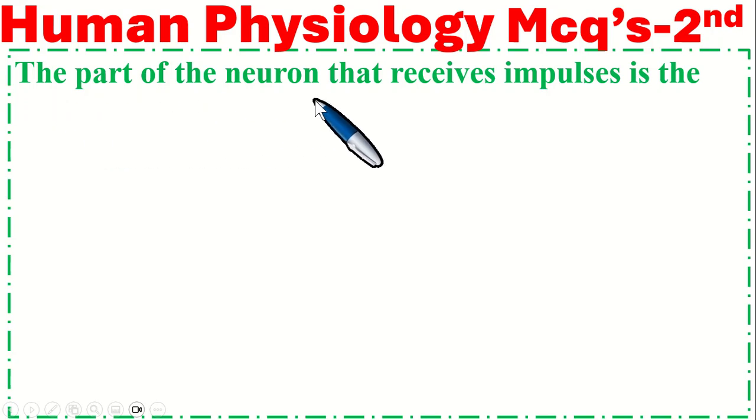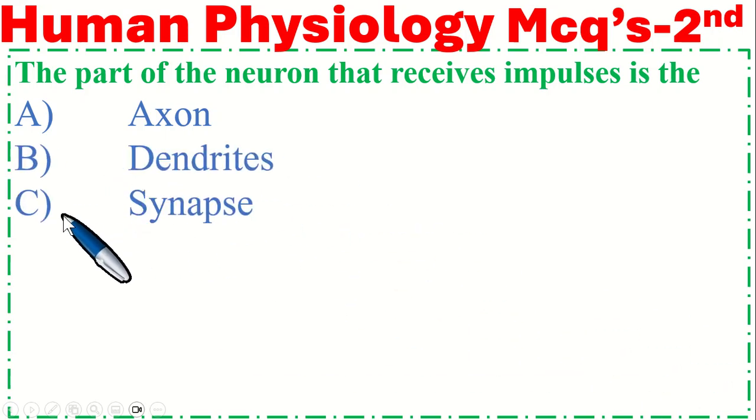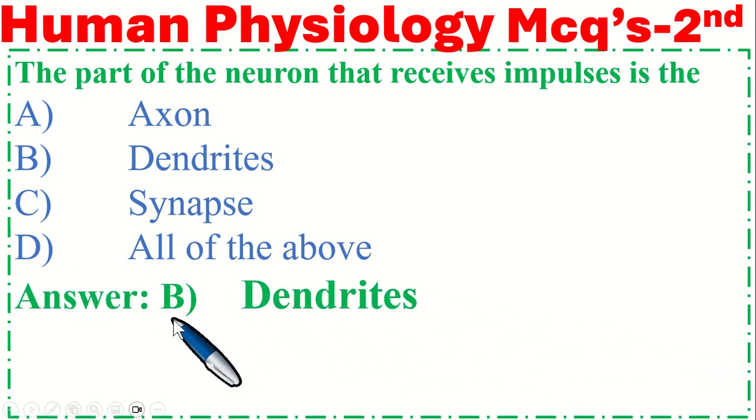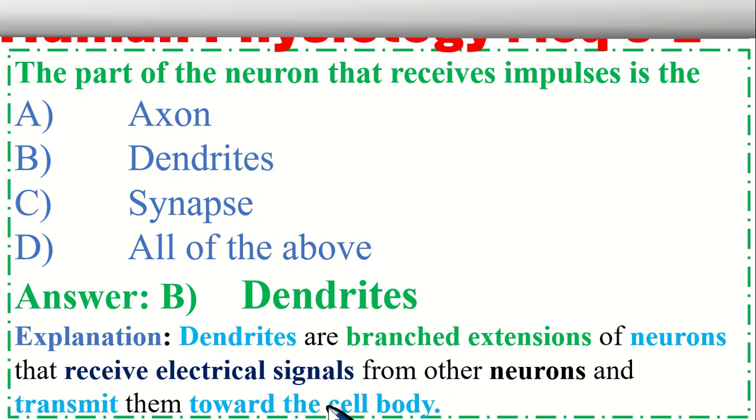The part of the neuron that receives impulses is: option A, axon; B, dendrites; C, synapse; option D, all of the above. So the correct option is B, dendrites. Explanation: dendrites are branched extensions of neurons that receive electrical signals from other neurons and transmit them toward the cell body.